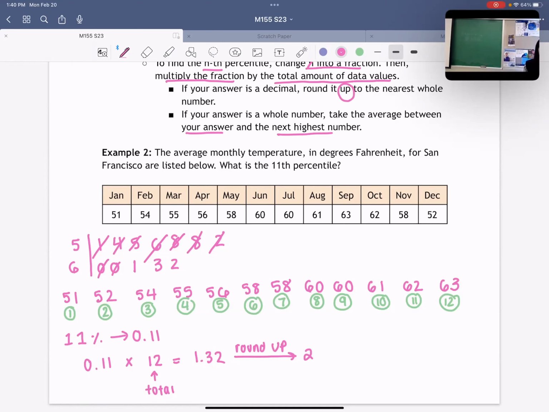Okay, so if I want to find the 11th percentile, it's pretty easy. Since I got 2, look for the second number. 52 is the second number. That's my 11th percentile. So the second number is 52. That's my answer. Okay, that is the number that separates the lower 11% from the higher 89%. All right. Any questions on how I got this answer here? Yeah.